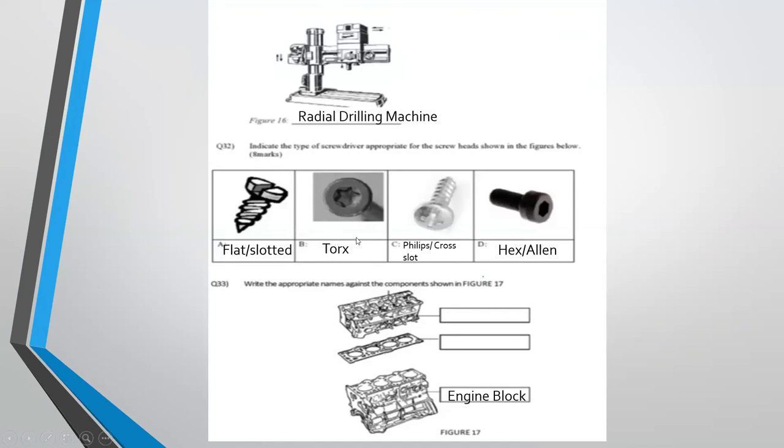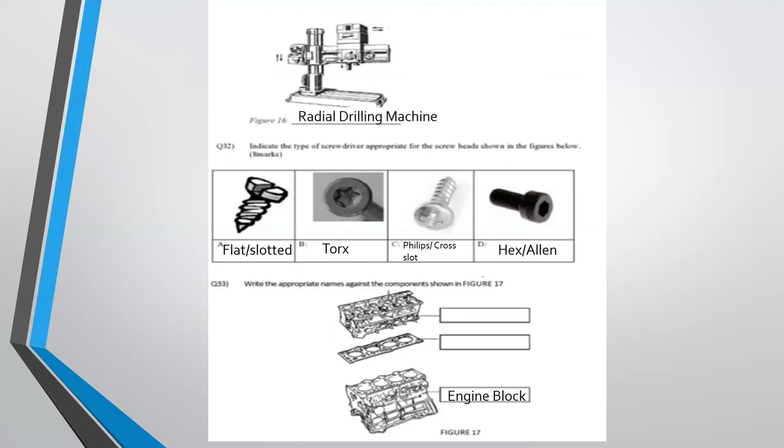The next one, when you see a plus or a cross, then you use a Phillips or a cross slot screwdriver. When you see a plus, it is a cross slot screwdriver. We have other screw heads, so you can find out and know the appropriate screwdriver to use.